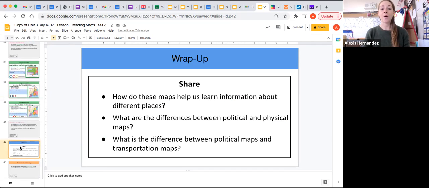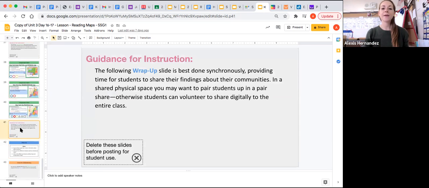They have to share how maps help us learn information, and they have to share the similarities and the differences between political and physical maps, and the similarities and differences between political and transportation maps. Now, as per the curriculum, if you are teaching synchronously, providing time for students to come together in little groups, pair up, and verbally share these ideas is a great option. Otherwise, the students can volunteer to share things digitally, and they can have conversations with their peers.